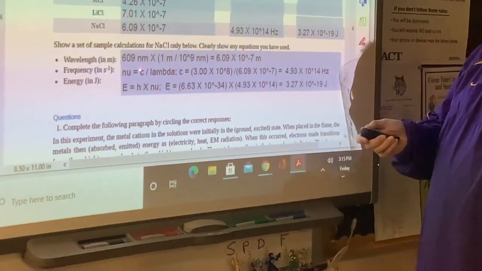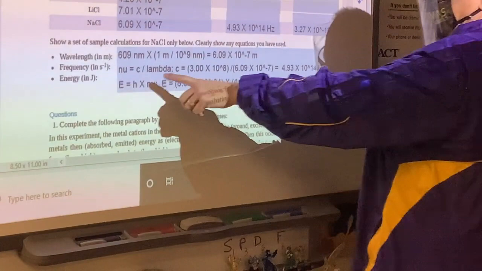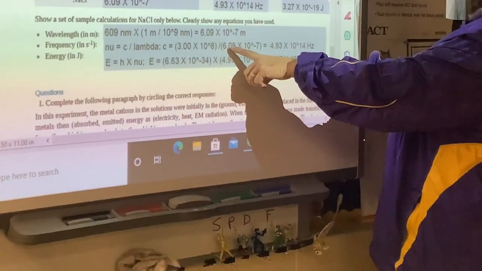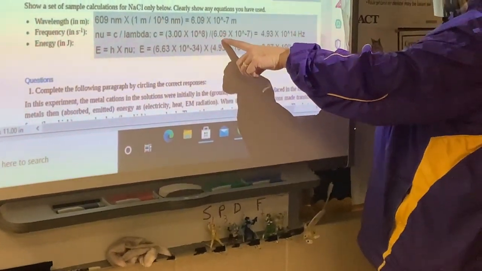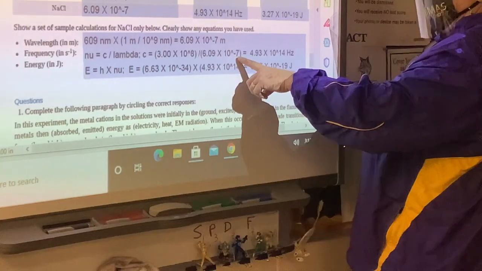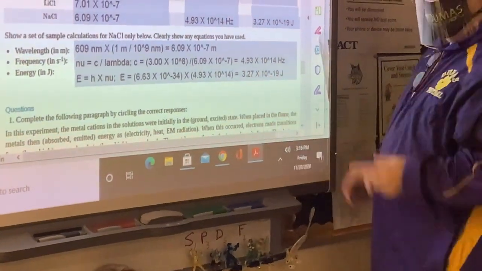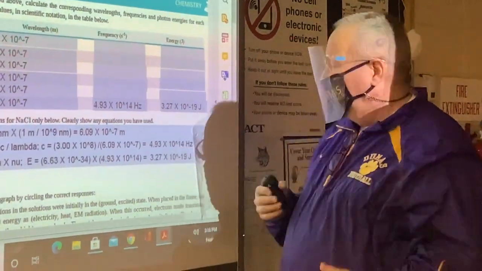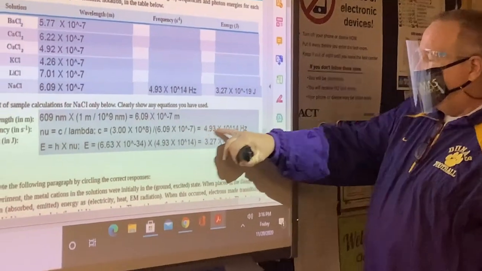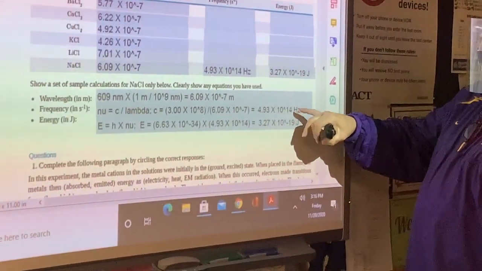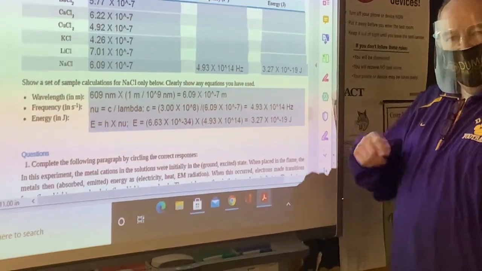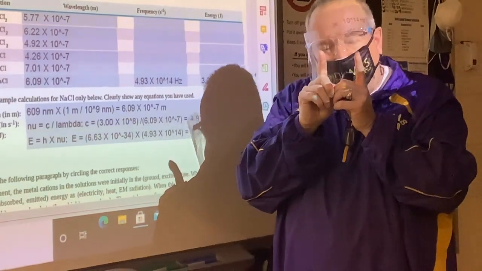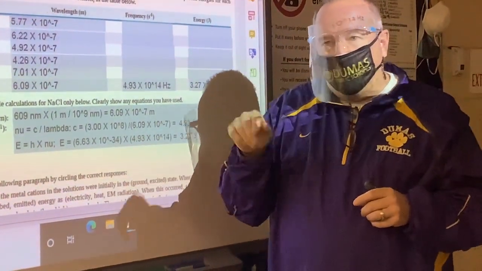I can't make a Greek letter lambda, so I just wrote it out, but the constant speed of light is 3 times 10 to the 8th meters per second. The wavelength is 6.09 times 10 to the minus 7th meters. Meters cancel. It leaves us with reciprocal seconds, which is frequency, or hertz. What we're left with when we do the calculations is 4.93 times 10 to the 14th hertz. So those light waves have very small wavelength, but they come at you very quickly.